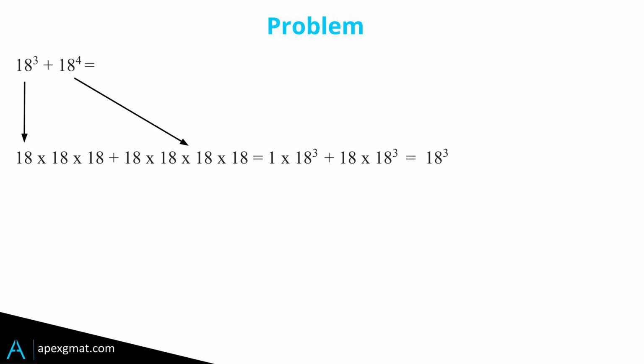If we reorganize this, take the 18 cubes they have in common out, this is 18 cubed times quantity 1 plus 18, or 18 cubed times 19. And of course, this leads us to the answer.